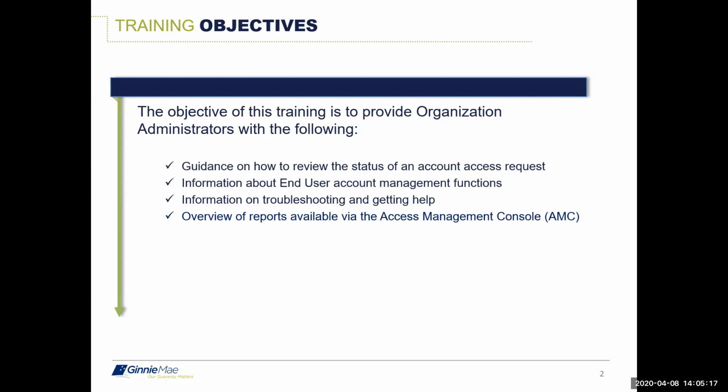We're going to talk to you about how to manage account information for your end users, how you can update account details, whether it's business titles, phone numbers, those sorts of things. We're going to provide you some information on troubleshooting and where you go as an organization administrator to get help with these activities. And then, as I mentioned, we're going to provide you an overview of the reports that are available in the Access Management Console. The MyGinnieMae portal definitely provides you better insight into the users of the portal within your organizations and what access they have. So we're going to show you how to get to those reports. Next slide.